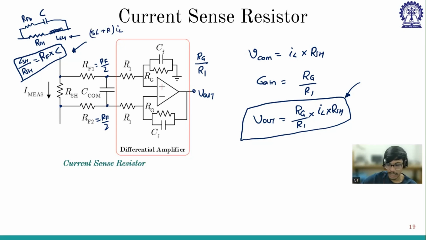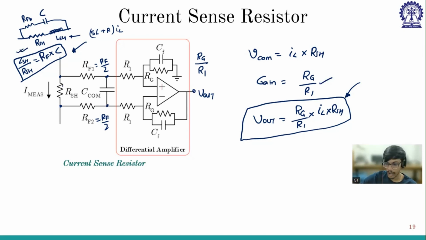Now the entire expression will be same, right? Only here, instead of DCR, I have R shunt. Instead of L, I have L of the sense resistor. And instead of RX, CX, I have RF into C. So the entire expression remains same. Now I will choose RF and C in such a way that this equation will be holding good. And then I have again used the same op-amp, the differential amplifier, so that I will get this much gain.